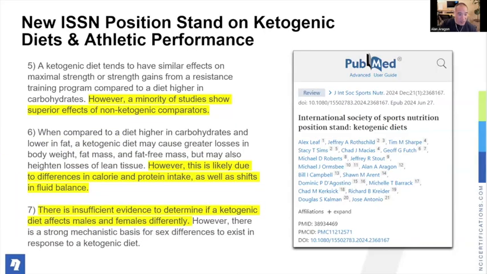Okay, position statement number 7. There's insufficient evidence to determine if a ketogenic diet affects males and females differently. Well, that's just the truth.